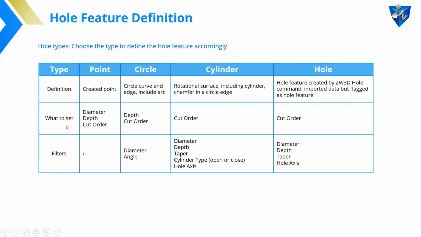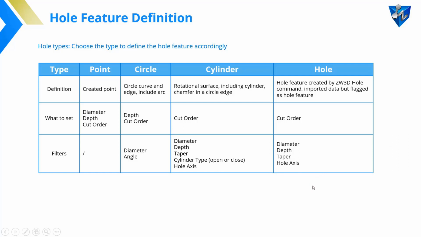Okay, so what we need to set, or we can set, for these 4 types. For point, we need to set diameter and depth, and for circle, we need to define the depth. And for all these 4 types, we can set the cut order. By default, it is auto, okay? And also we can set the filters, as you can see from here. For example, for the cylinder, we can define the cylinder type, open or close. And for hole, we can define the hole axis, right?